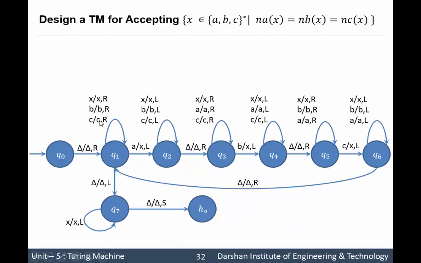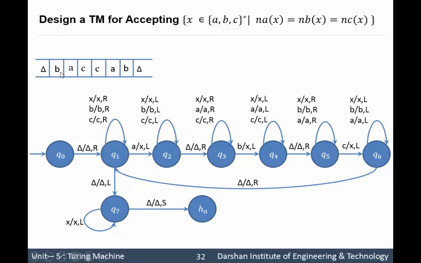Now on exactly same way you can design Turing machine for same number of A's, same number of B's and same number of C. That means n A of x, n B of x and n C of x. Let us take example. We have to apply exactly same logic.